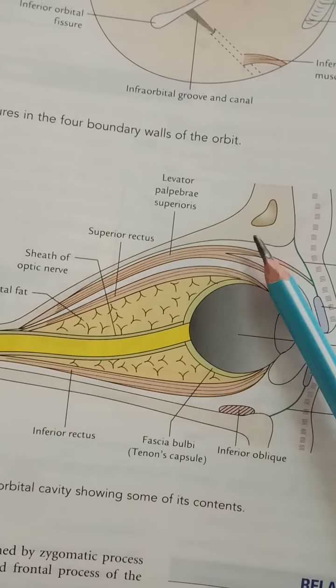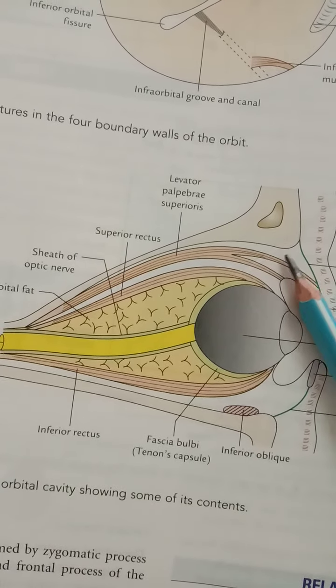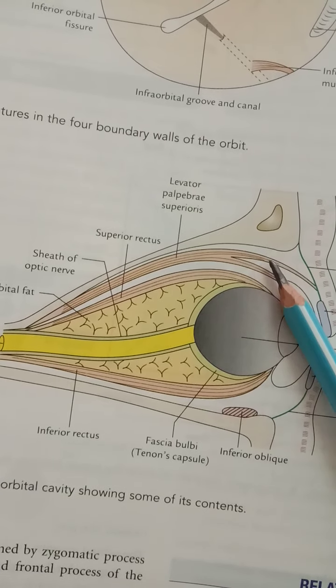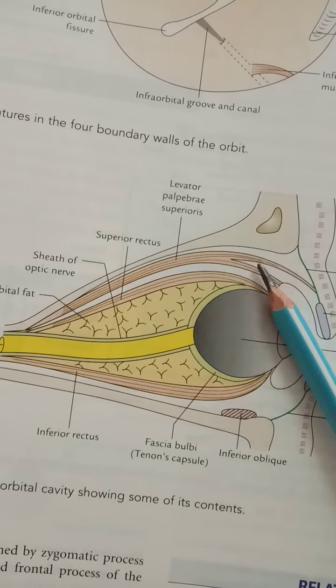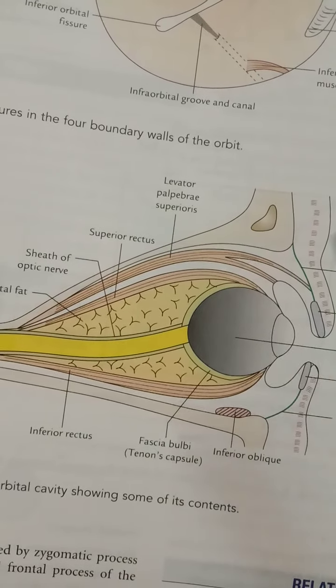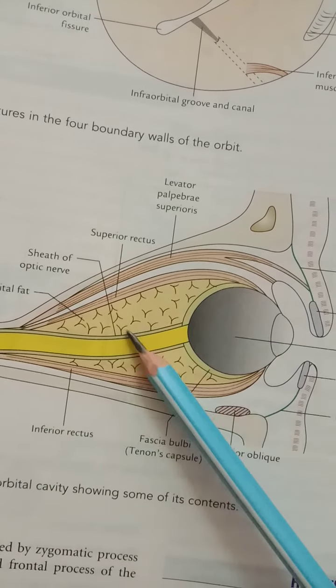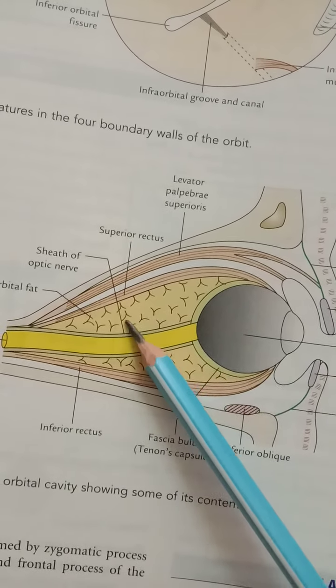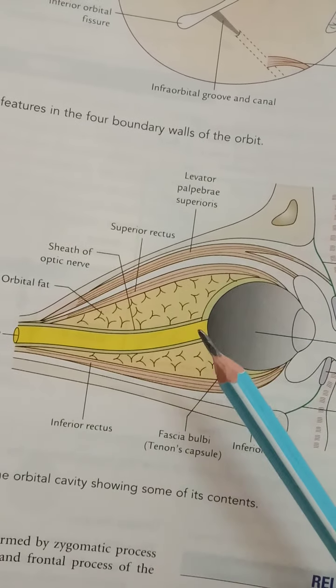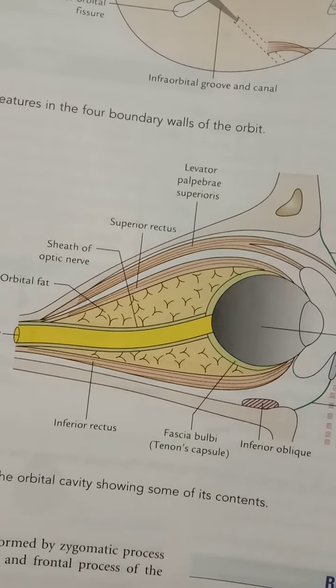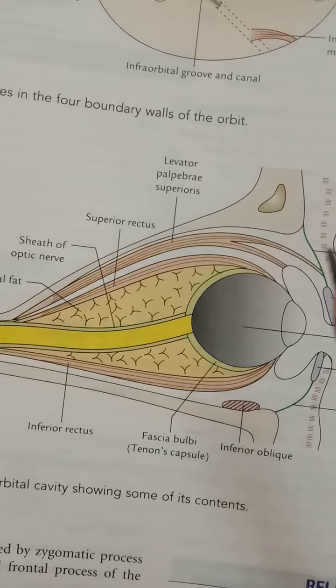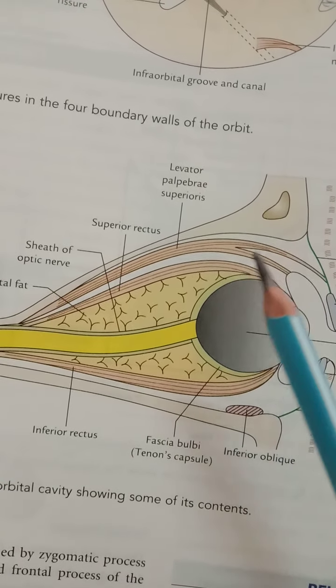Then the lacrimal gland, which is present on the superolateral part of the orbit in the lacrimal fossa, and the orbital fat, so this one. These structures are present in the orbit. So let's first see the details of the structure.